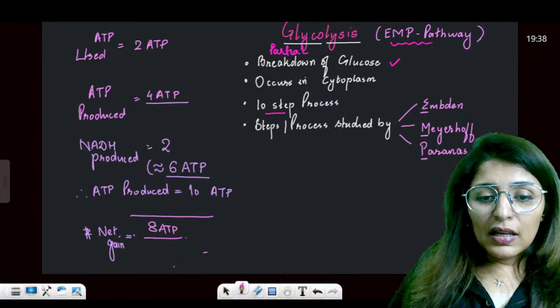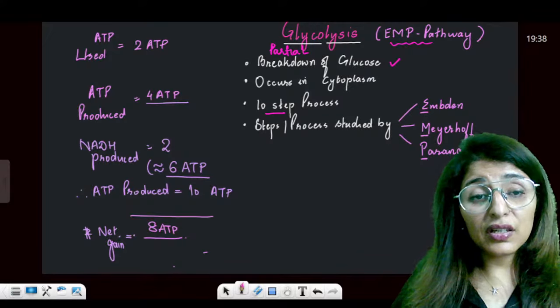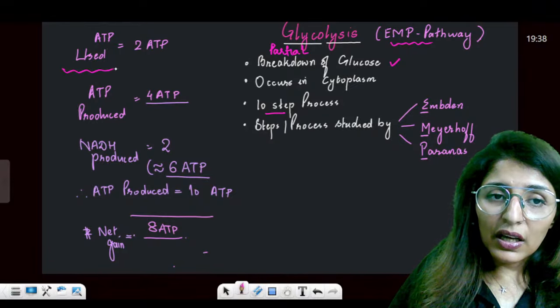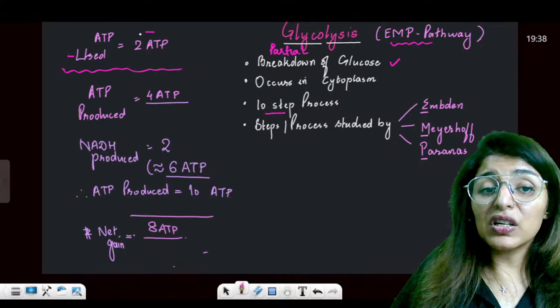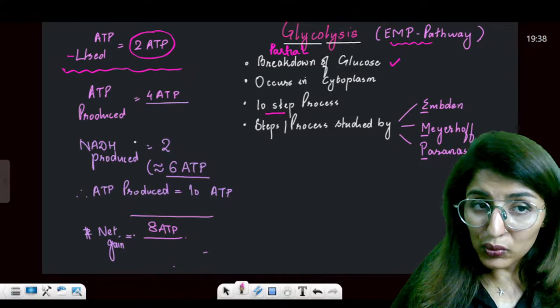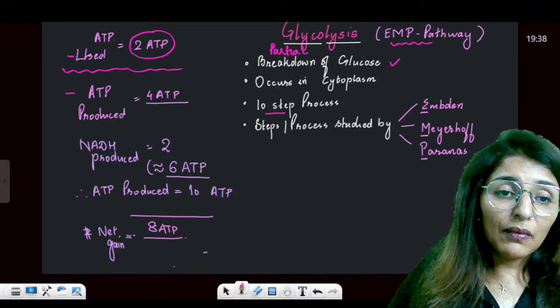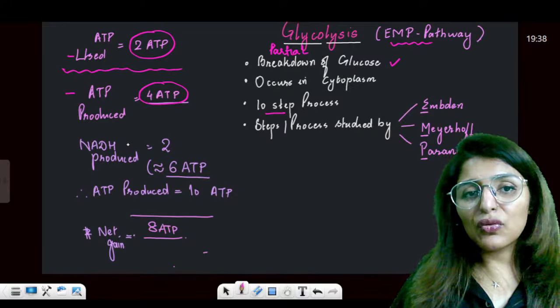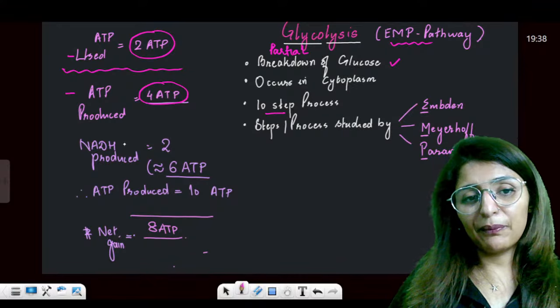Now see, we have all heard that money makes money. Similarly, in order to produce energy, you need to put in some energy. So in glycolysis also, in the initial phase, some ATP will be used. How much ATP? 2 molecules of ATP will be used. But in the later part of glycolysis, 4 molecules of ATP will be produced. Are you getting that? First you put in ATP and then you produce more ATP.